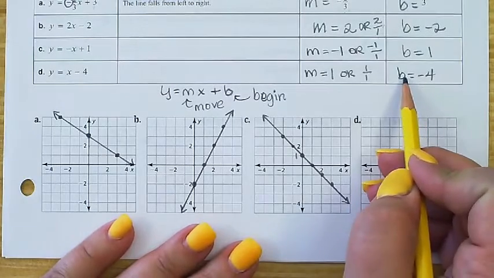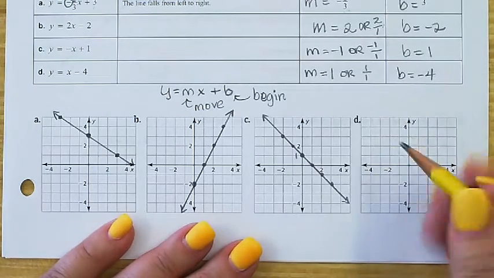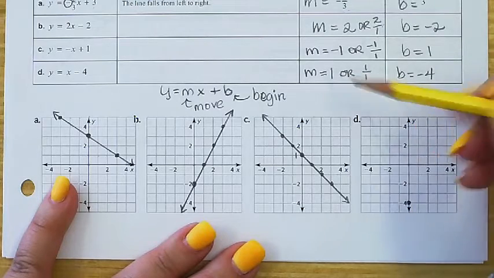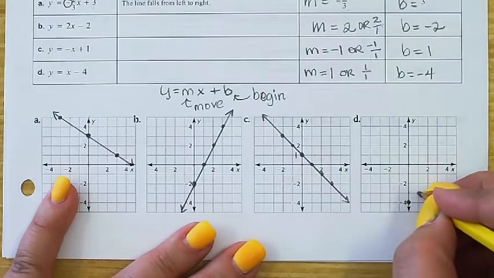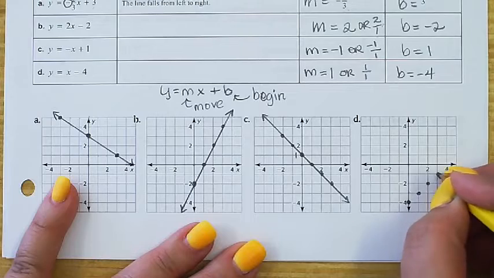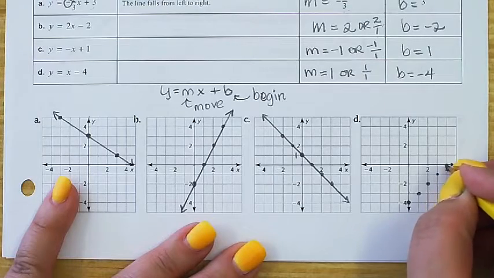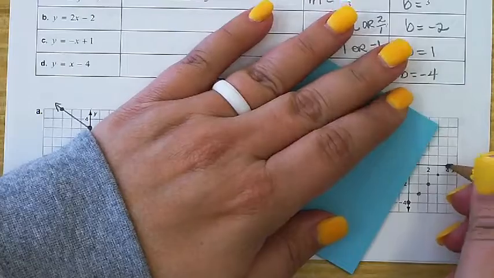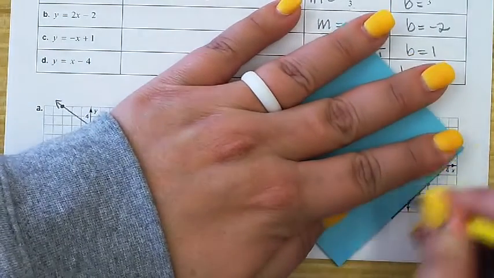And then last one here, it has a y-intercept at -4. So I'm going to begin on the y-axis at -4. The slope is +1. So that means up 1, forward 1, up 1, forward 1, up 1, forward 1. Rise over run, rise over run. So 1 over 1. And so my line is over here in the corner. And then we can connect.